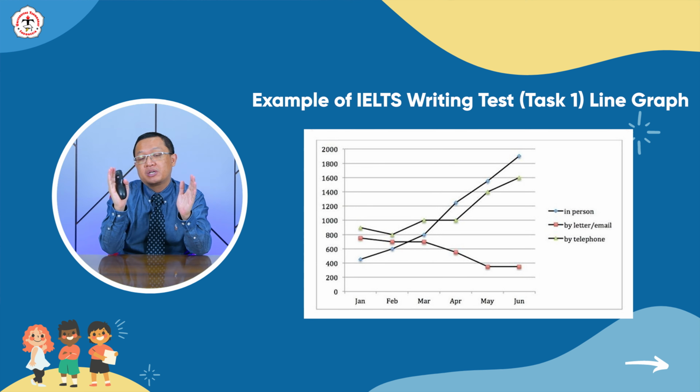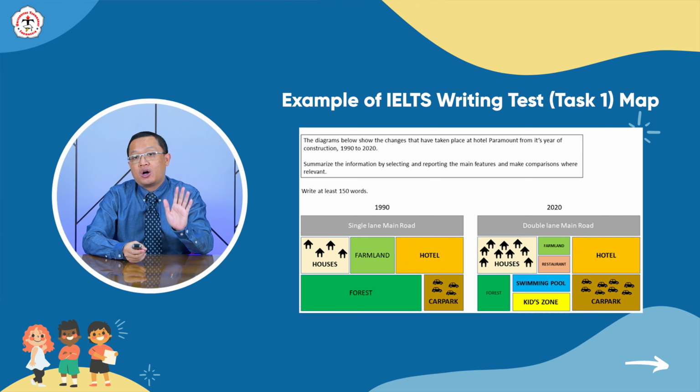Remember, students, these are the examples of task 1 of report writing from charts, graphs, and maps that you have to do. Remember, when you do your task 1, you have to write at least 150 words within 20 minutes.